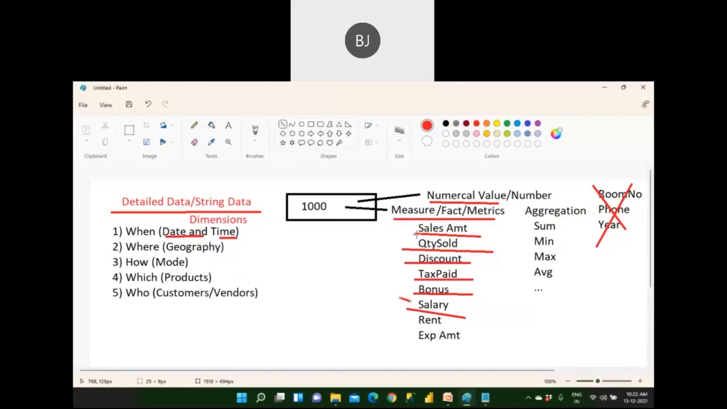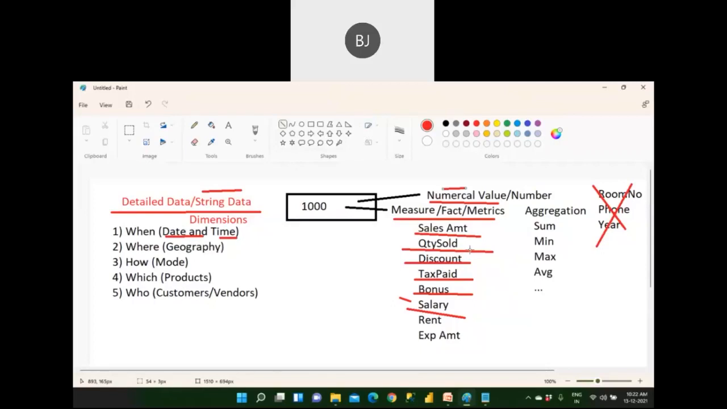If you understand clearly, a data warehouse will have two types of data. One kind of data is called string data. One more kind of data is called number data. That's it. You divide the data: textual data is called dimensional data, and numerical data is called fact data.